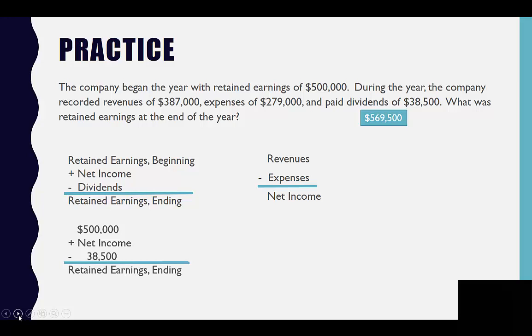How do we solve for net income? Well, it's revenues minus expenses. They give us both of those things. We know that revenues are $387,000 and expenses are $279,000. So net income must be $108,000. Let's plug that into our retained earnings statement. Net income is $108,000. Okay, so $500,000 plus $108,000 minus $38,500 equals $569,500, and that is retained earnings at the end of the year.